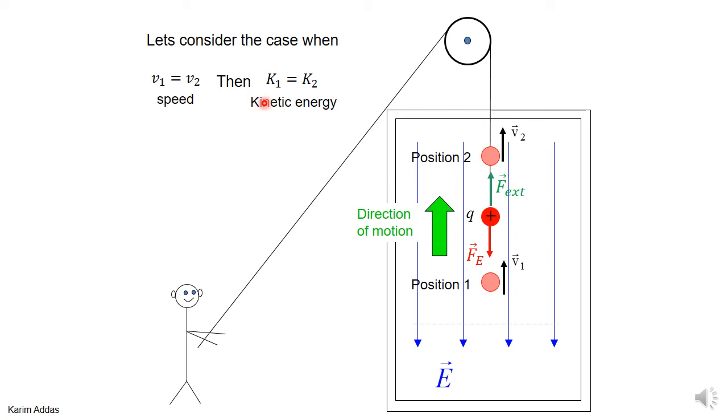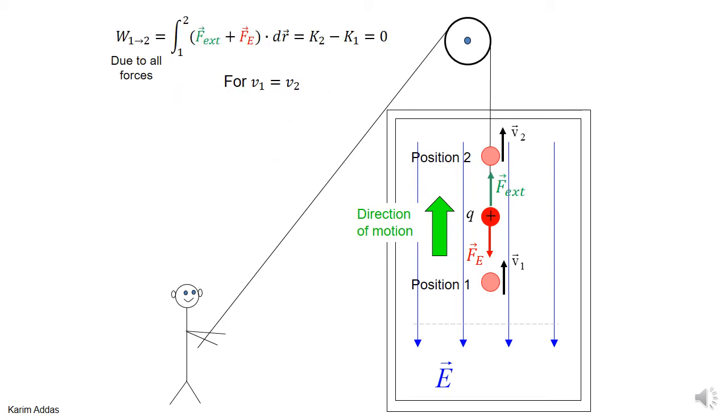So what would the kinetic energy then be in this case for the initial and final points? They'll be exactly the same. So the change in kinetic energy will be 0. So if there's no change in kinetic energy, then we conclude that the total work done by all forces should be 0.